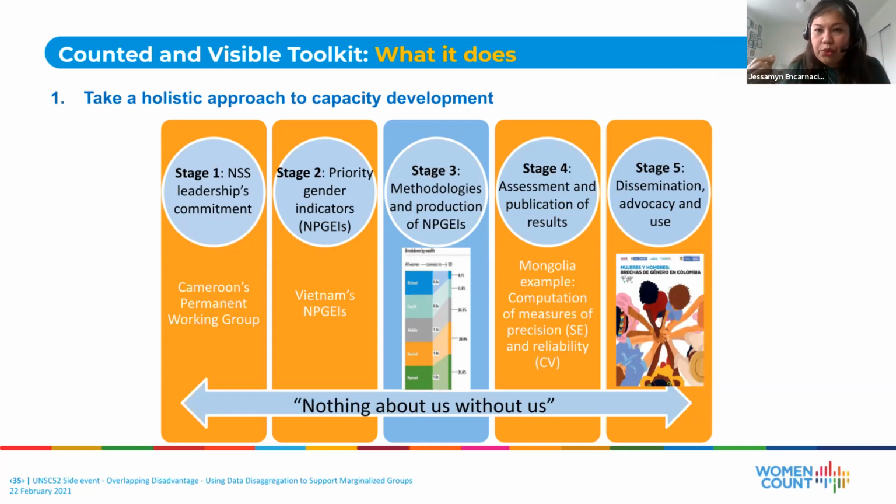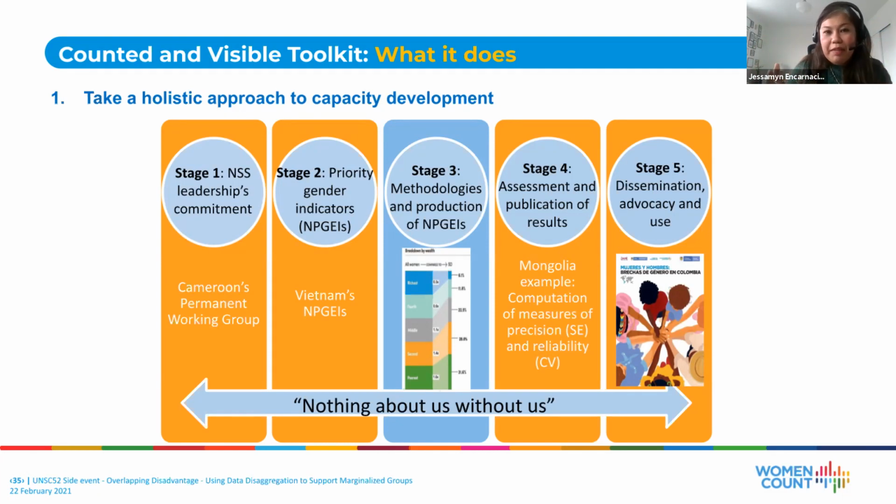Secondly, on stage 2, the identification of priority gender indicators. We try as much as possible to promote to national statistical systems that in identifying which gender data to produce, it's not about what is there in the data set, what is computationally possible, but what is more important is what is actually policy relevant to them, what they will actually use rather than what is interesting to know.